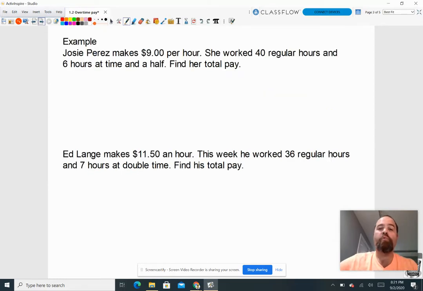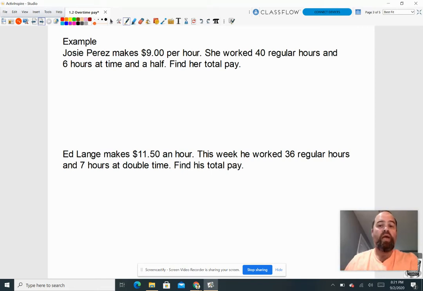Our first example, we'll keep it nice and straightforward. Josie Perez makes $9 an hour. She worked 40 hours regular and 6 hours at time and a half. Find her total pay. Now you notice they didn't give us two different dollar amounts. Her flat straight time pay is $9 an hour, and then it's up to us to take care of the rest of it. So the way I set these up, I calculate straight time pay and then just add on the overtime pay hours.